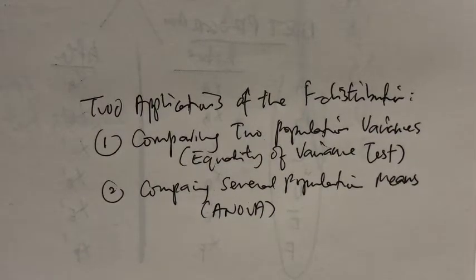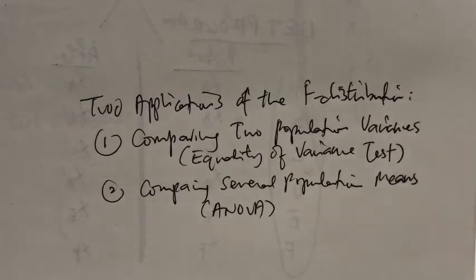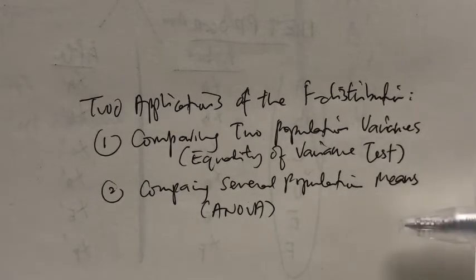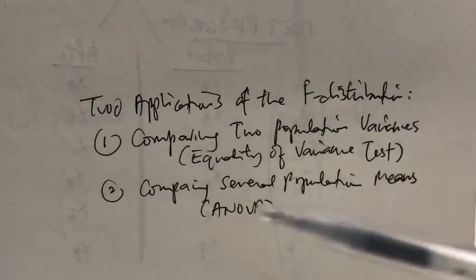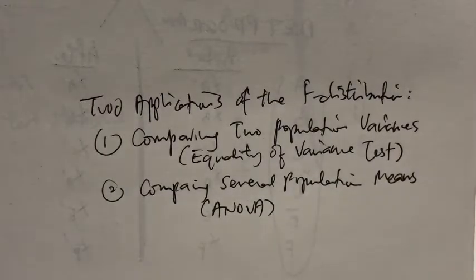In this video, we will learn about the second application of the F distribution, which is to compare several population means simultaneously. This test is also known as the analysis of variance, or ANOVA. Some of you may be wondering what's the difference between ANOVA and the population means test that we've learned before. Let me show you some of the differences.